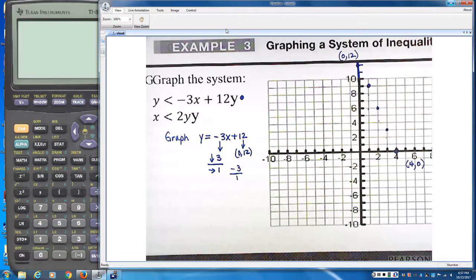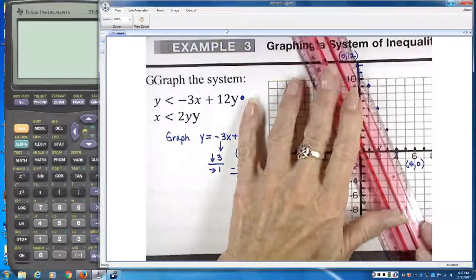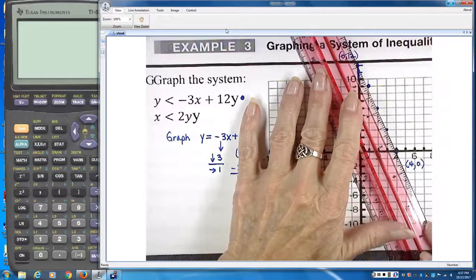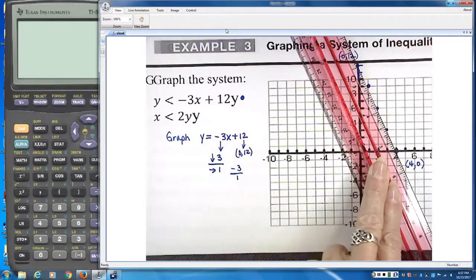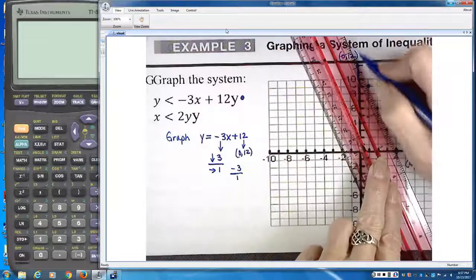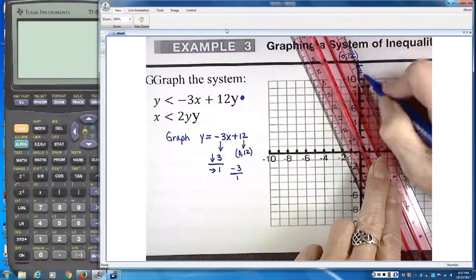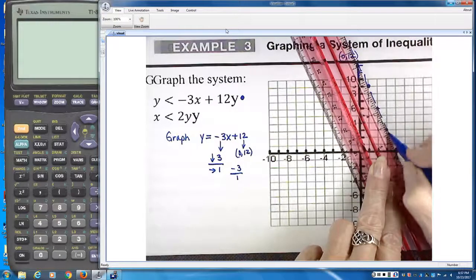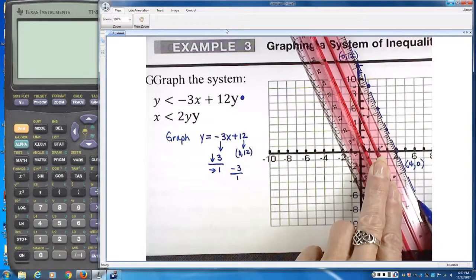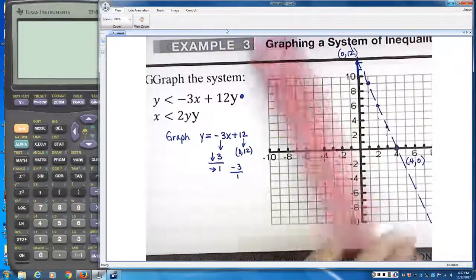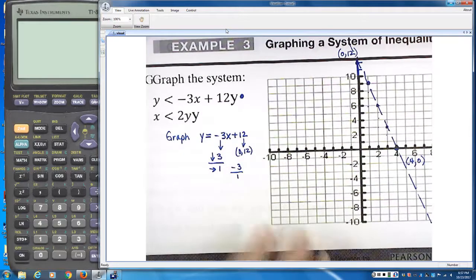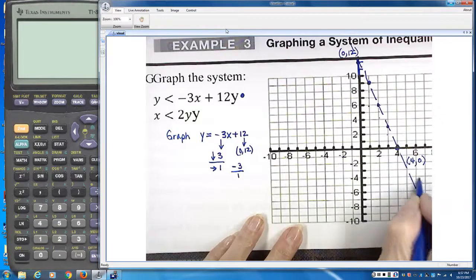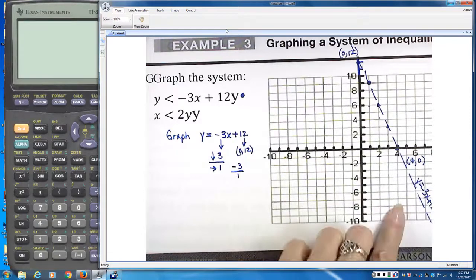So then you grab your ruler and you draw your line. Should my line be dashed or solid? Dashed. Should be dashed because it has less than. And so that I know which one it is, I'm going to write the equation of the line on here. But now I need to know which side to shade.